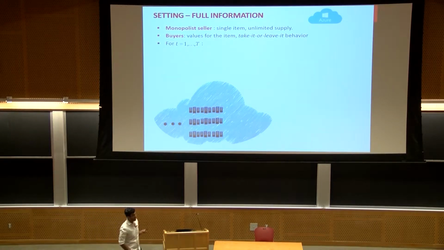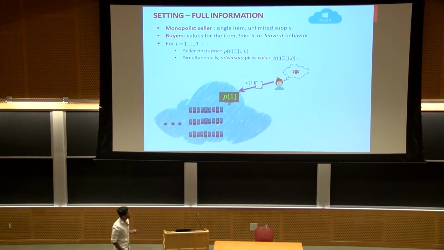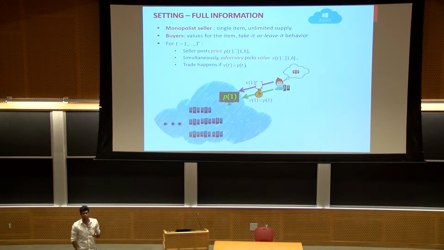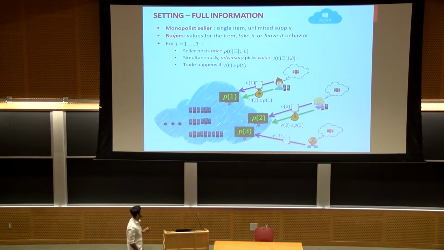At each time t from 1 to capital T, the seller posts a price P of t. And an adversarial buyer with value V of t comes, submits his value to the platform, and takes the item if the value is greater than the price, pays the price, and otherwise leaves it. And we go to the next round, another buyer, and if the value is smaller than the price, there will be no trade. So we are in a full information setting in the sense that the buyers submit their values to the platform.